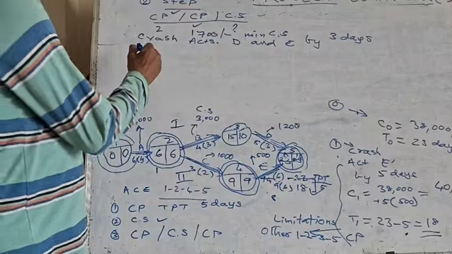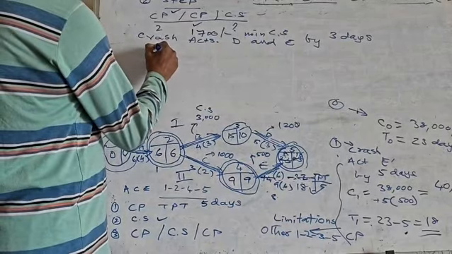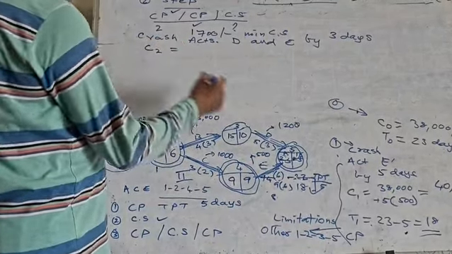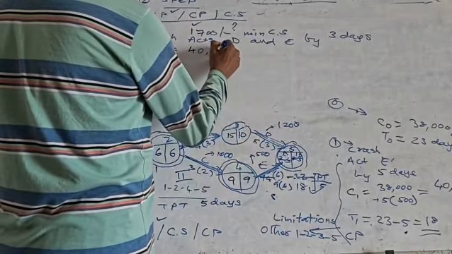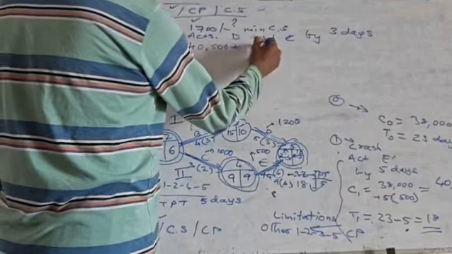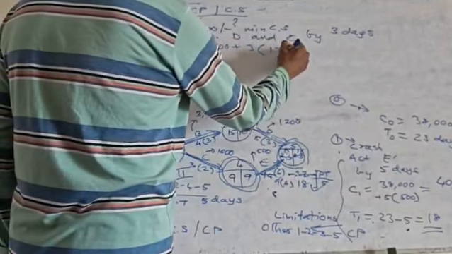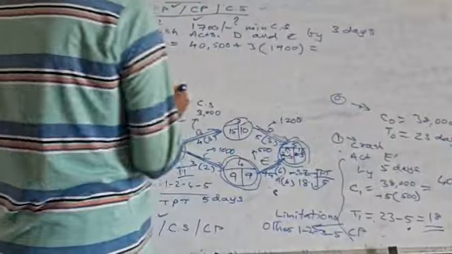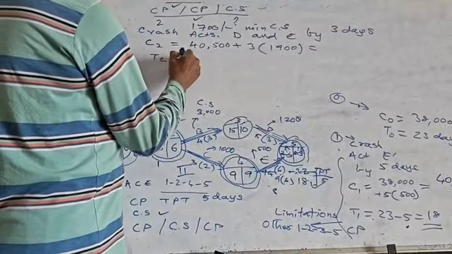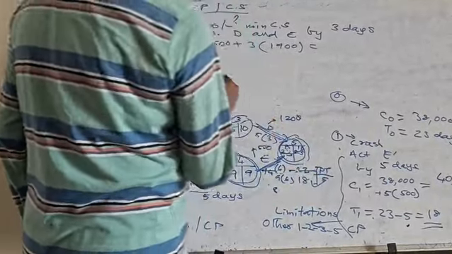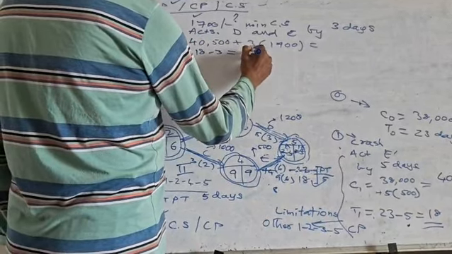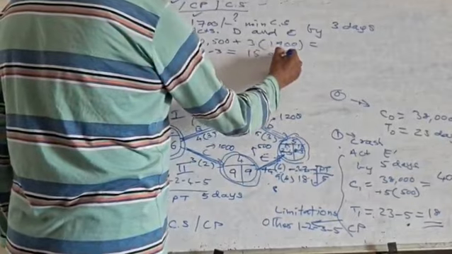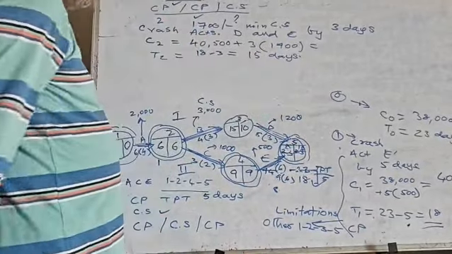Now what is the cost? C2 will be now the cost at the second step, 40,500 plus 3 into 1700. Now what will be T2? T2 was 18 days, so 18 minus 3 will become 15 days. I hope this step is clear.